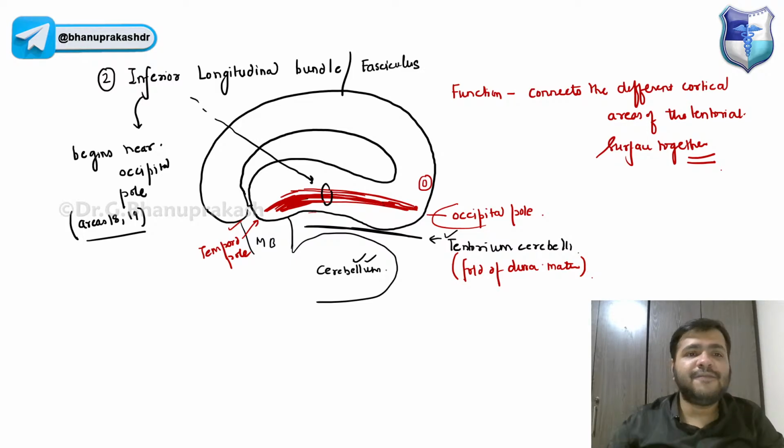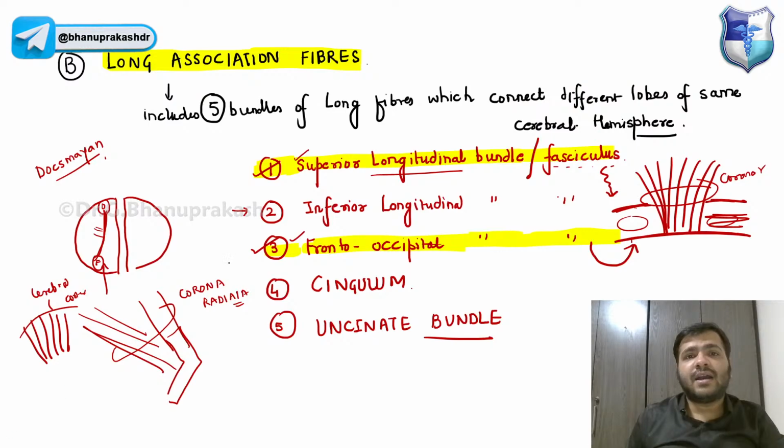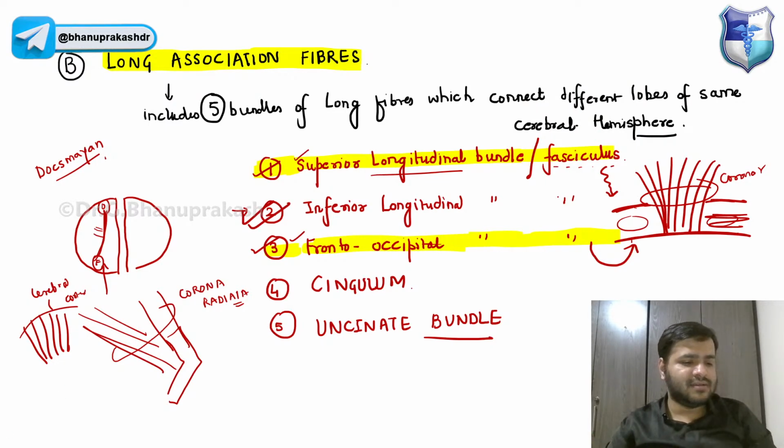So I hope this inferior longitudinal bundle is clear to each one of you. Beta, just give me a thumbs up अगर inferior भी clear हो गया है. चलो फटाफट से एक थम्स अप दे दो, inferior भी हो गया है.